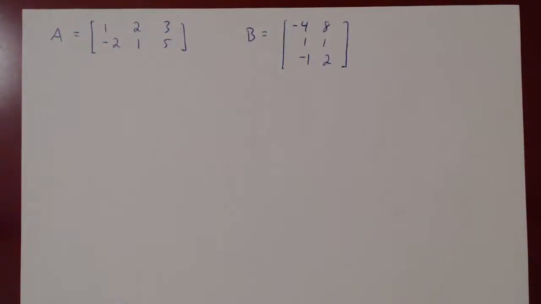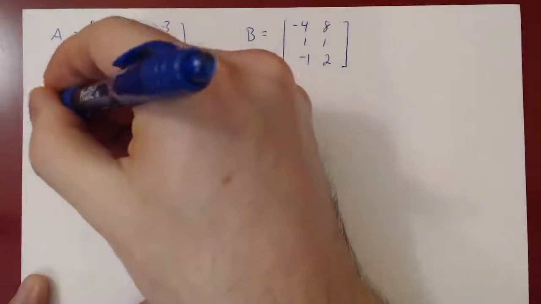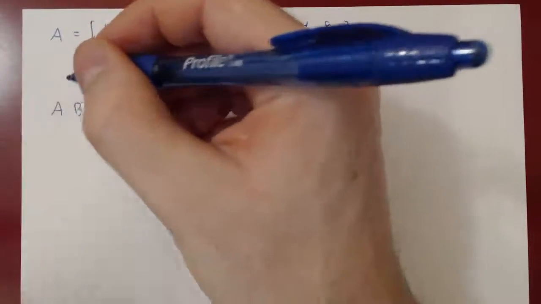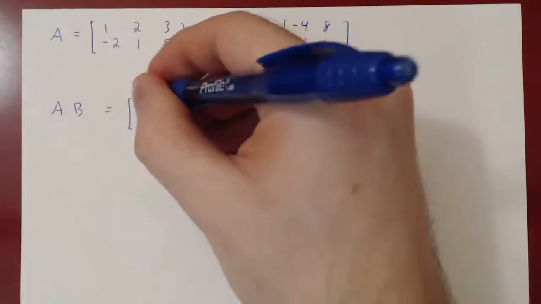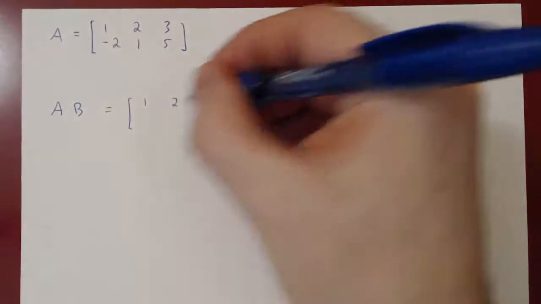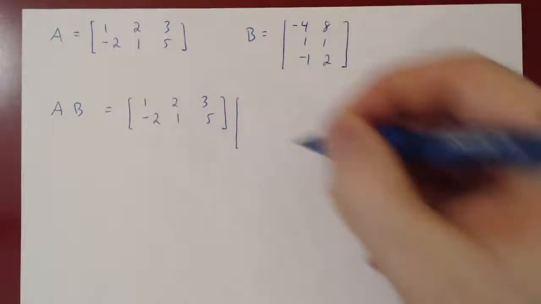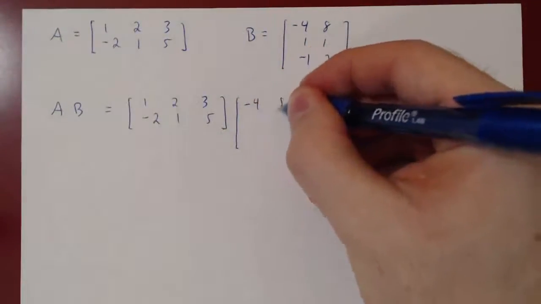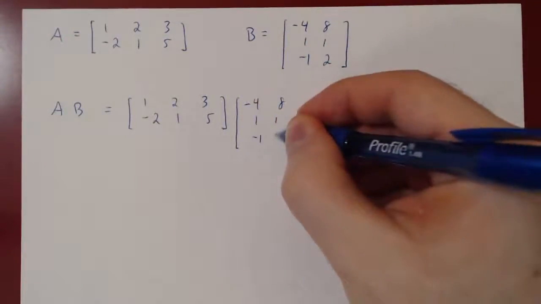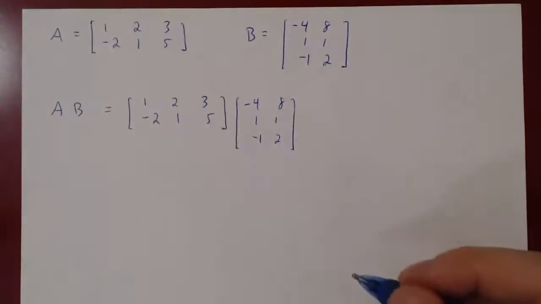Let's see if we can compute AB and BA, and once again see if they are the same or different. Let's look at AB first. So matrix A, 1, 2, 3, negative 2, 1, 5, times matrix B, which is negative 4, 8, 1, 1, negative 1, 2. First, is this defined?